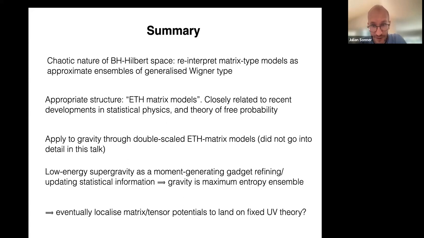Now, low energy supergravity is basically some sort of moment generating gadget for our ensemble. Okay, it updates statistical information, and gravity would be sort of like the maximum entropy ensemble taking into account our constraints. The question is also, what would happen if eventually you localize the potential so that the constraints become exact? Would you land on a fixed UV theory, like one particular CFT, or what is actually going on here? And this would be interesting to pursue in the context of recent discussions of whether gravity really is an average or not. So let me actually stop here and thank you for your attention and take some questions.